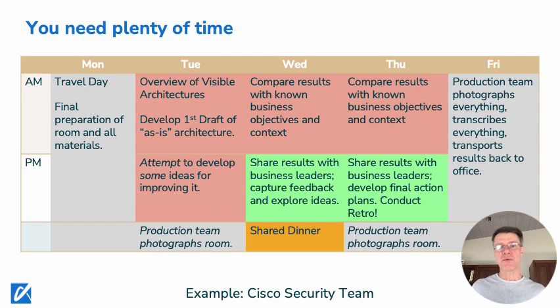On Wednesday, we compare results with known business objectives and context to make sure that where we're headed is the right way, and we start to share results with business leaders. So the parts of the schedule that are in green are specifically designed to collaborate with the business leaders, the product owners, the business owners, and other people who have business roles or leadership roles. Then we start to build the to-be states, and we compare the results with known business objectives and context. We continue to have a session where we work with the business leaders.